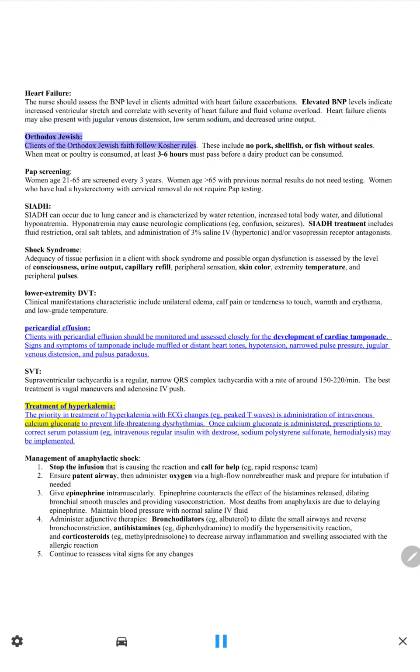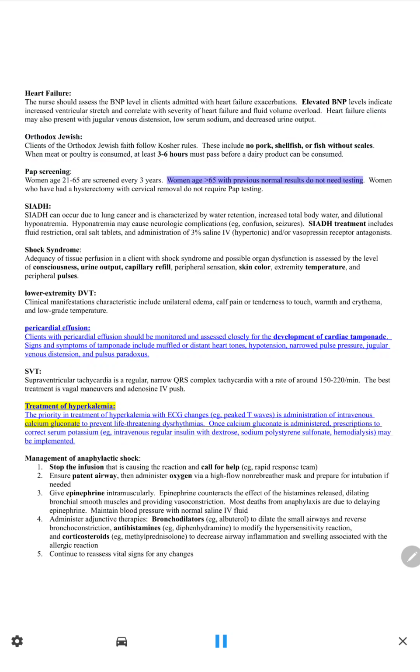Orthodox Jewish. Clients of the Orthodox Jewish faith follow kosher rules. These include no pork, shellfish, or fish without scales. When meat or poultry is consumed, at least 3 to 6 hours must pass before a dairy product can be consumed. Pap screening. Women aged 21 to 65 are screened every 3 years.